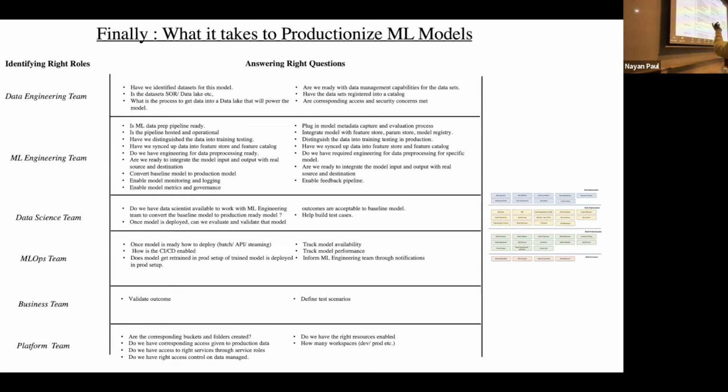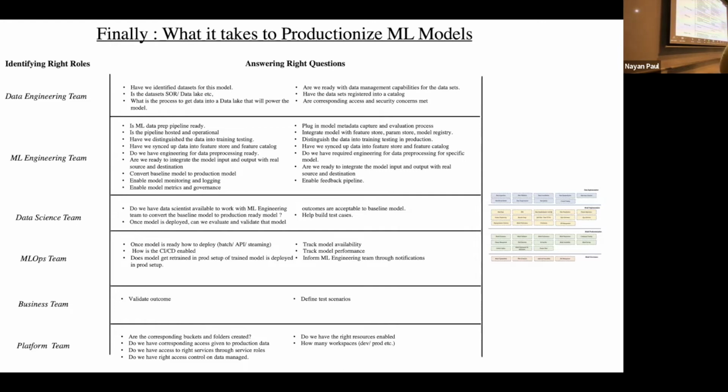When you talk about the MLOps team, right? Have I integrated that with a CI/CD pipeline? Do I have automated build scripts for the Jenkins pipeline, right? And then you talk to the business team and say, okay, can you define the test scenarios? Can you validate the outcome that we're creating? And finally, the platform team: where to save the data, where to read the data from. Do I have the right authority and capabilities? Where is my production environment? Where is my dev environment, right? So all of this becomes an important question.